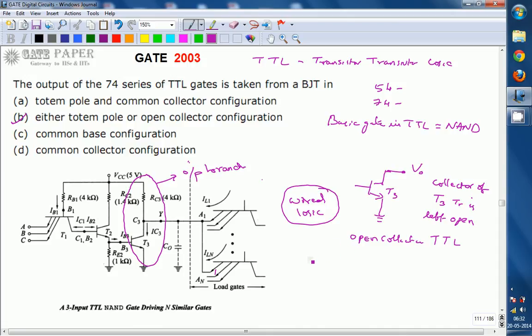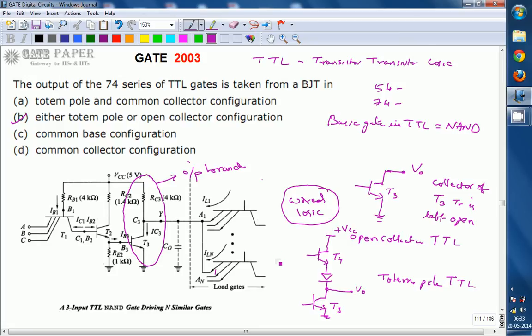The totem pole version has two transistors on the output side, connected with a diode, where you take the output V0. This is T3 and this transistor is T4, connected to plus VCC. So this is the totem pole TTL configuration. Here, instead of a resistor, we are using an active load. An active load is where the resistor is replaced with a transistor.